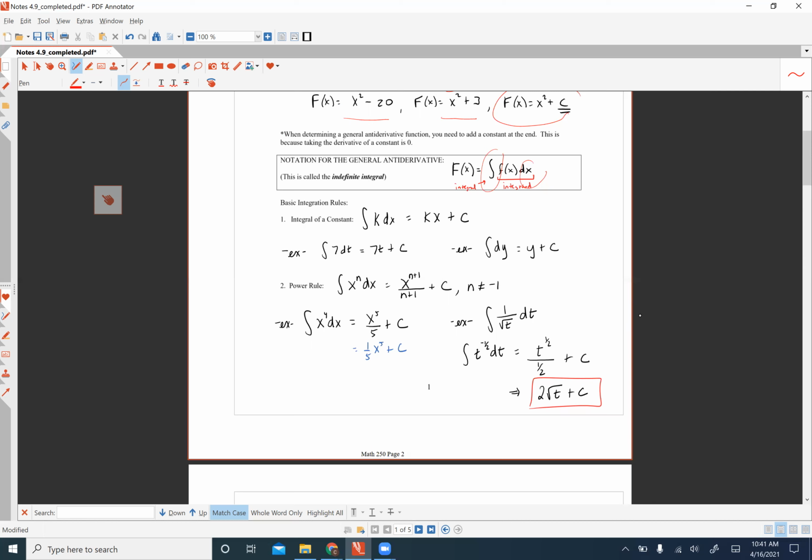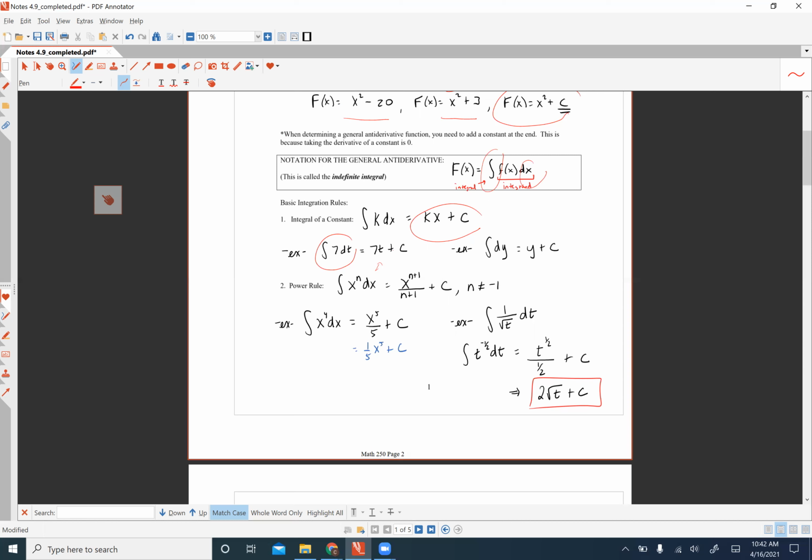So like the antiderivative of a constant k, it's just kx plus c, right? You take the derivative: the derivative of x to the first is just 1, and the derivative of the constant c is 0. So you just get k. So the integral of 7, or the antiderivative of 7, where here the variable is dt, so we'll use t as the independent variable, the integral of 7 dt is 7 times t plus c.